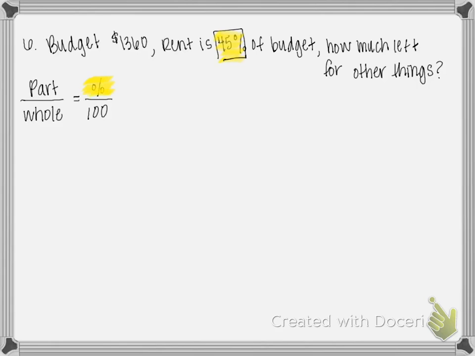The budget is $1360, and we want to know how much is left over for other things. So if my whole budget is $1360, well, that's going to be the whole. So $1360 will go in place of the whole. So that means that the part is what I'm trying to figure out. So the rent, however much rent costs, will be the part. So just notice over here though, your last question, how much is left for other things? It's not asking the rent, so this is going to be a two-step problem.